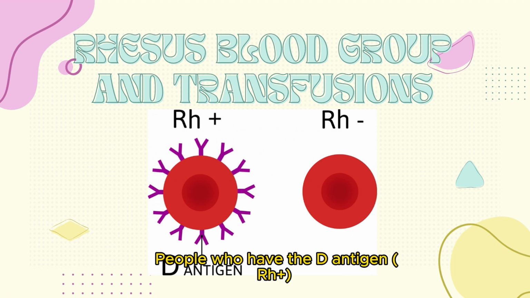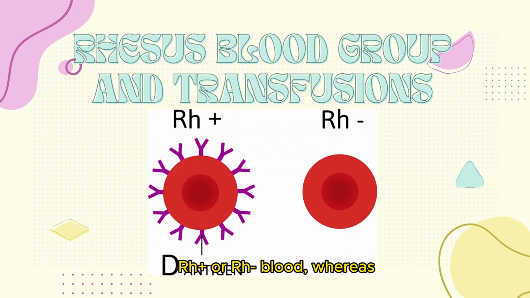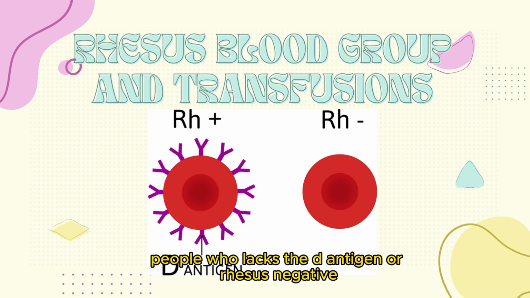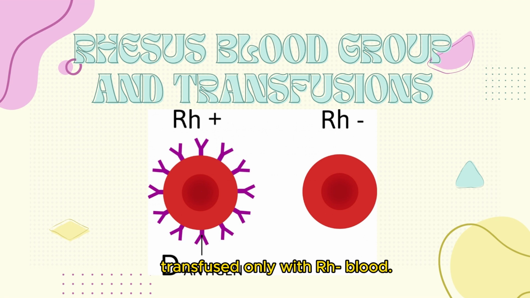People who have the D antigen, or rhesus positive, can be safely transfused with either rhesus positive or rhesus negative blood. Whereas people who lack the D antigen, or rhesus negative, can be safely transfused only with rhesus negative blood.